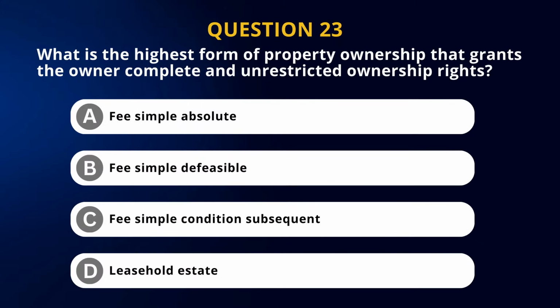Question number 23. What is the highest form of property ownership that grants the owner complete and unrestricted ownership rights? Letter A, fee simple absolute. Letter B, fee simple defeasible. Letter C, fee simple condition subsequent. Letter D, leasehold estate.